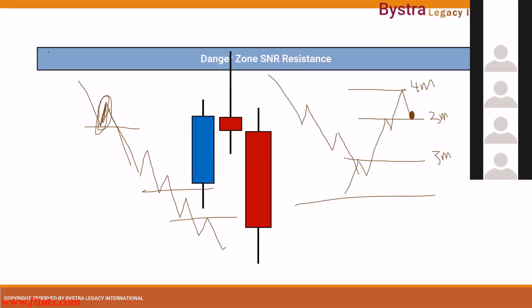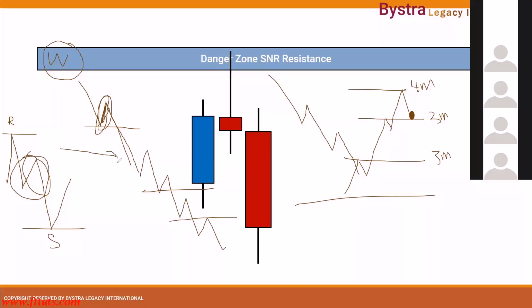Let me try to make it simpler. Let's look at the weekly time frame. Normally the weekly time frame works like this. This is a resistance, this R. This is a second movement, and then it comes to a support. This is a support, and this is the second movement area. So weekly it will look like this, but if you change this whole thing to daily, it would look like this.